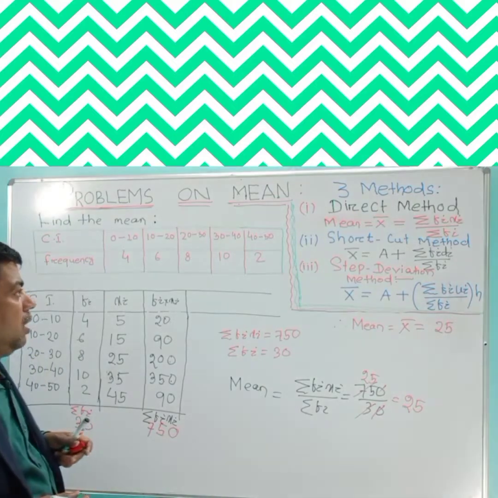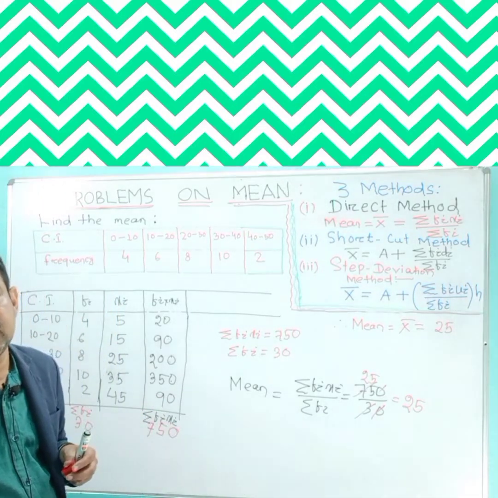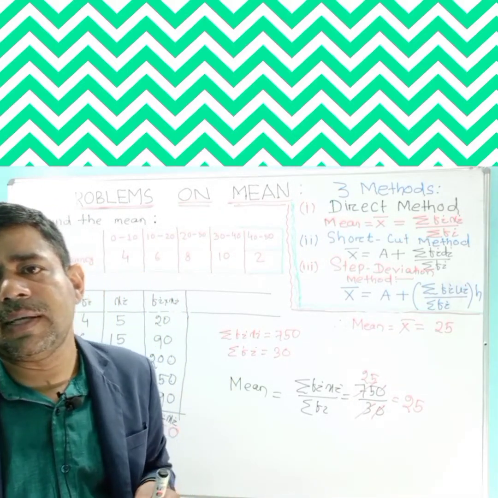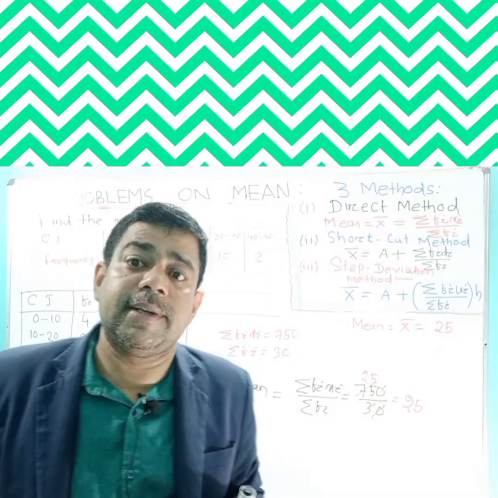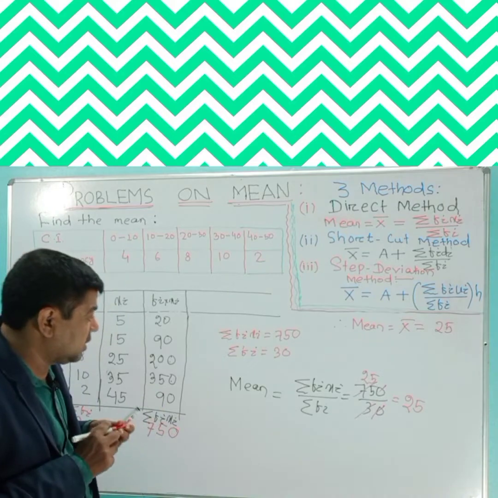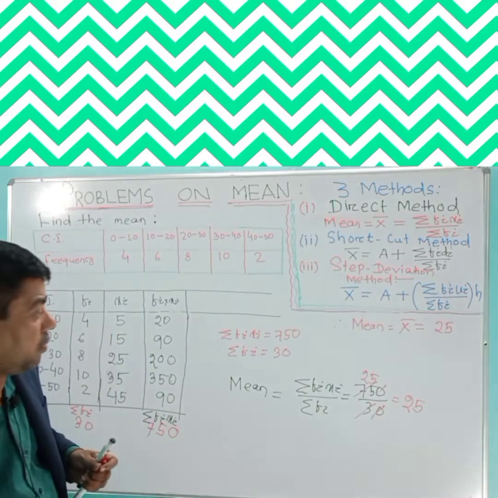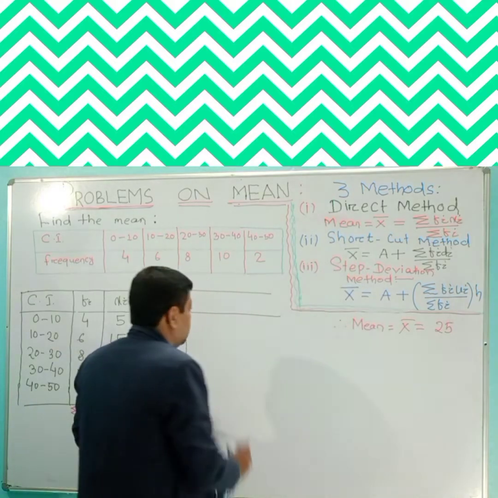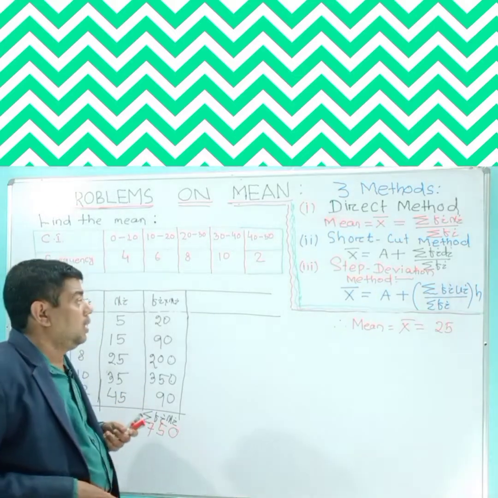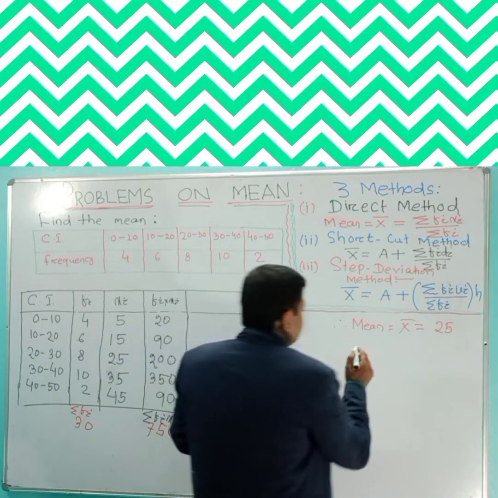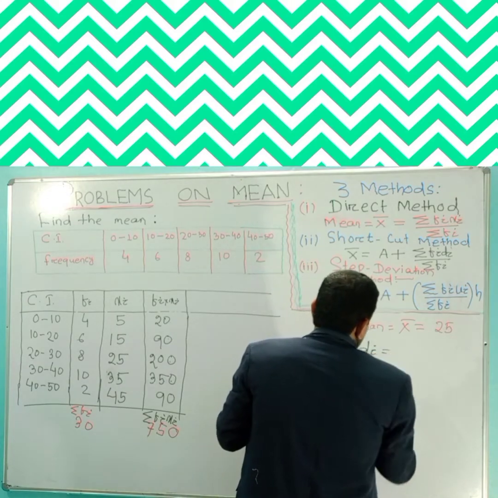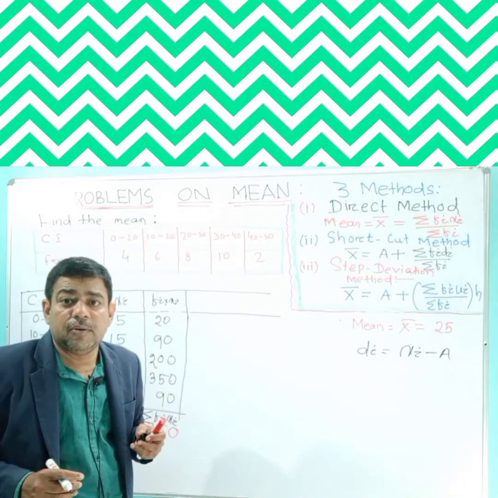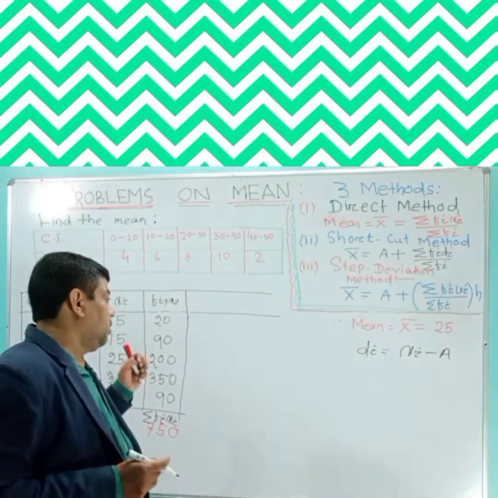Okay, the second method is known as the shortcut method, whose formula for the mean is x bar equal to a plus summation of fi di divided by summation of fi. You all know this since class 9 onwards, and even class 8 students know how to find the mean by the direct method. The next step is the shortcut method. In the shortcut method you find di. What is di? di is equal to xi minus a, the class mark minus capital A. So what is a, and how do you find a? Here you have to take the value of a.